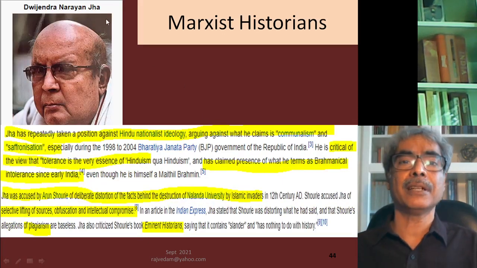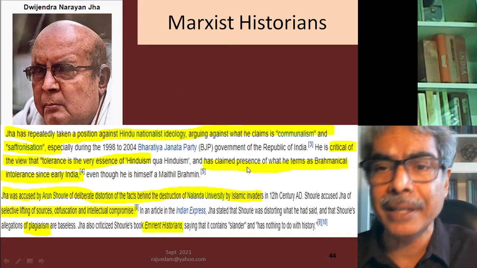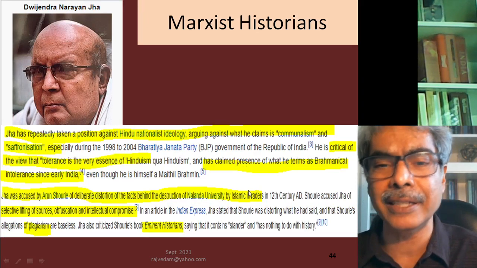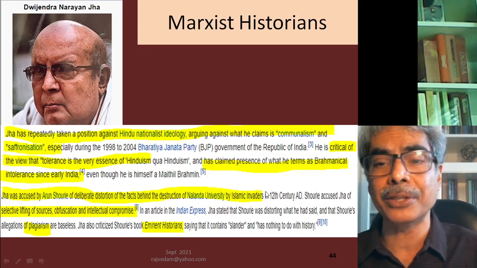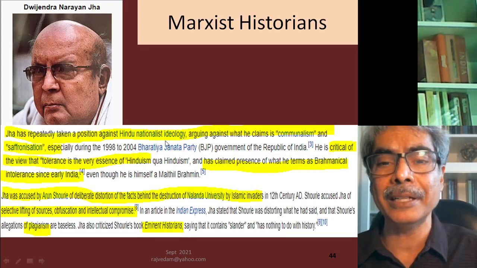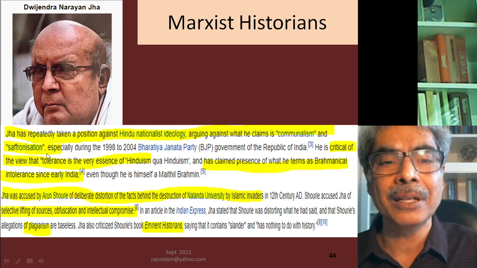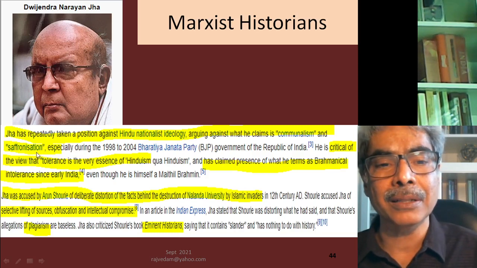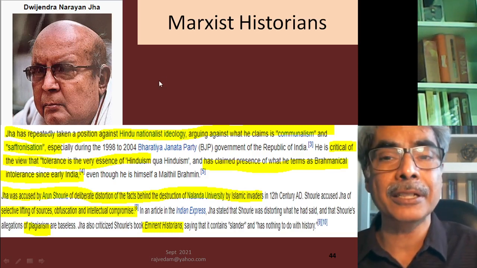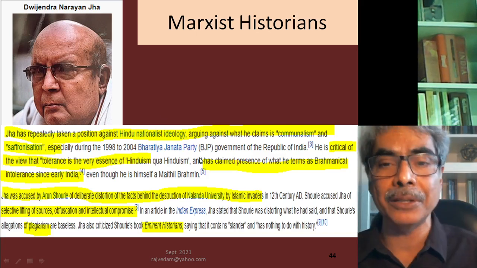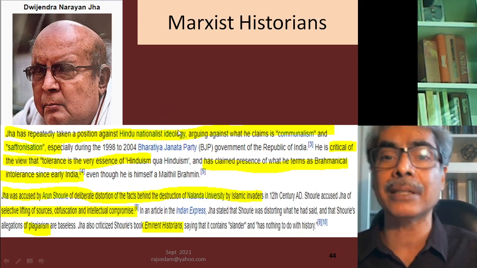One more person, D.N. Jha, who again has come with a very vitiated discussion on Indian history by trying to show that there is something called a Hindu nationalist ideology, which he claims is communal and saffronization. So these kind of weaponized words have been introduced by the Marxists whenever critiques to their ideology come along and present works.